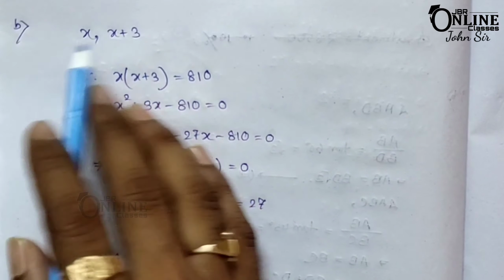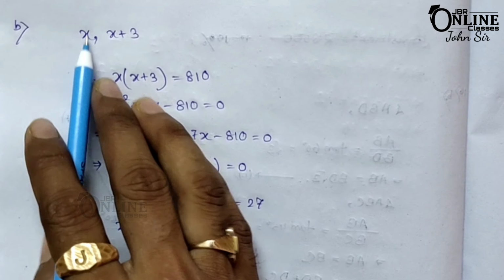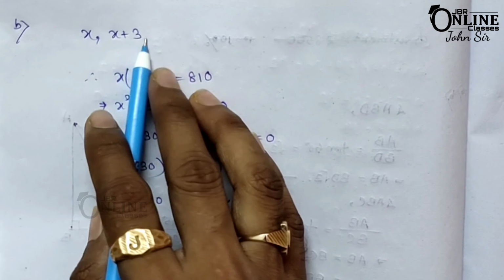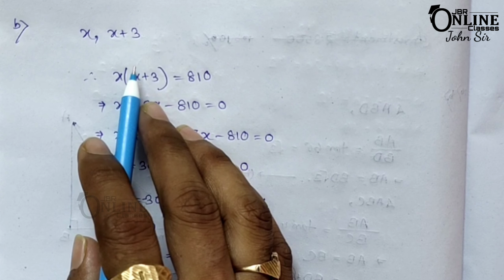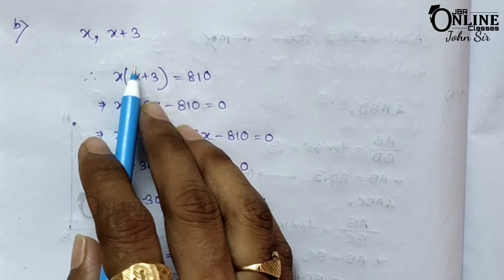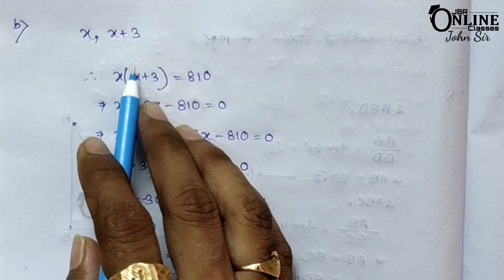Okay, so in this way, as here the first number is x, the second multiple of 3 equals x plus 3. Now here the given condition is that the product of the two consecutive natural numbers is equal to 810.